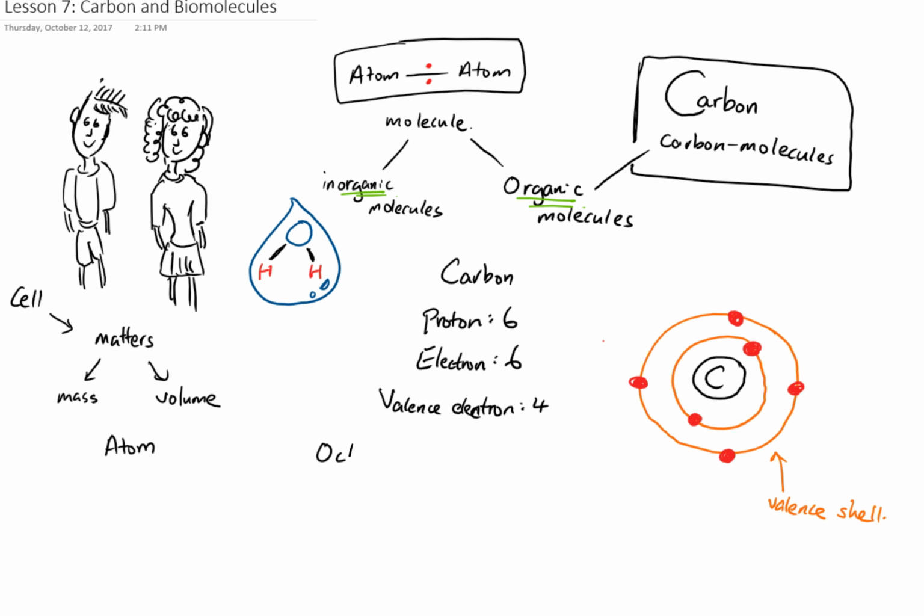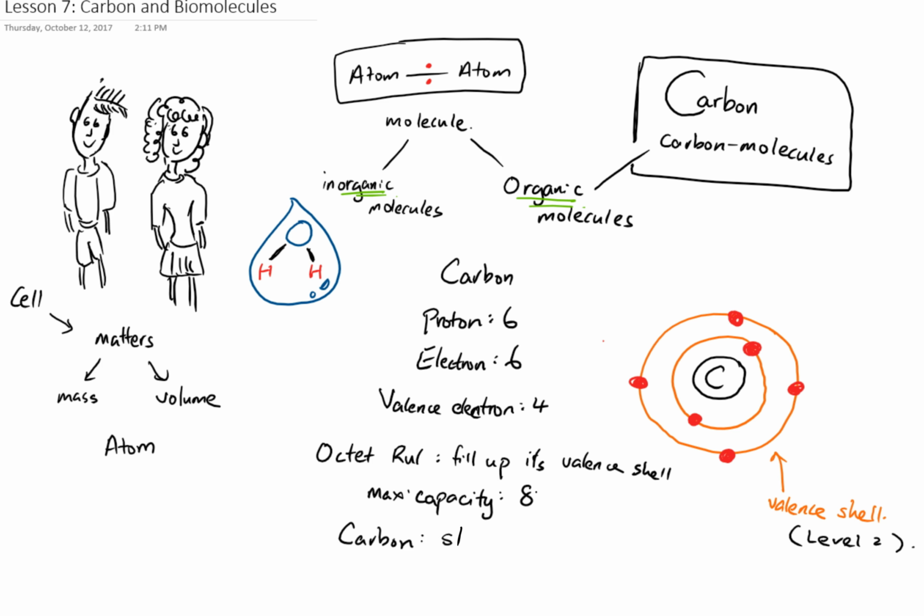According to our octet rule, we know that an atom will always want to fill up its valence shell. And since this valence shell is at energy level 2, it has a maximum capacity of 8. Which means carbon would still need 4 electrons, right?